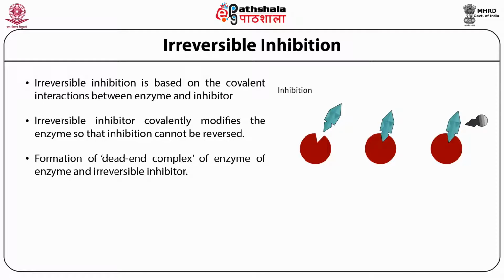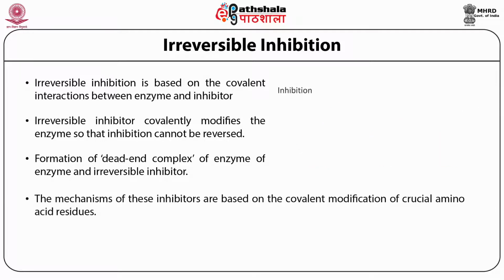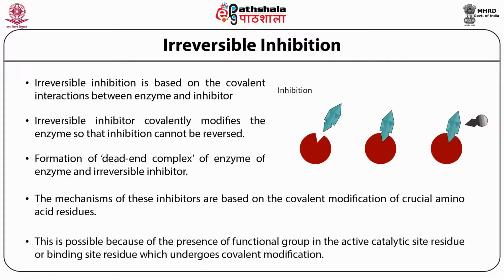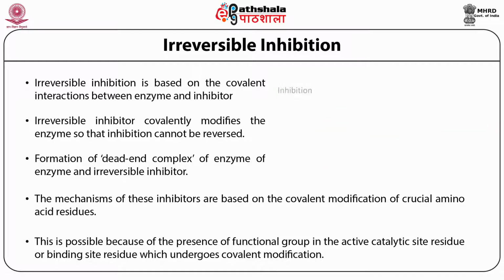The mechanism of these inhibitors is based on how they modify the amino acid residues present in the active site of the enzyme. Therefore, the presence of a particular functional group in the active site is important for the mechanism of action of a particular irreversible inhibitor, which undergoes a specific covalent modification.